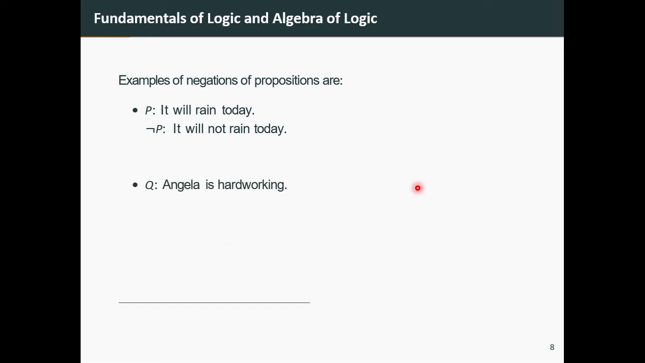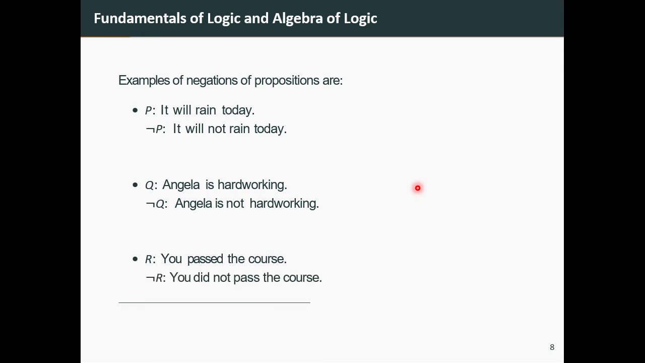Another example is "Angela is hardworking." So the negation will be "Angela is not hardworking." Finally, we have the proposition "you passed the course." Its negation will be "you did not pass the course." So that's it for negation.